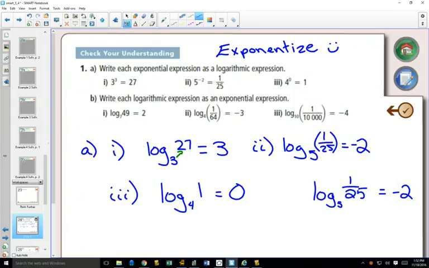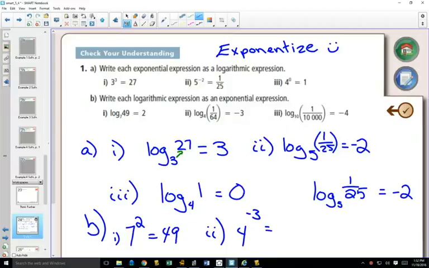And then in part B, you're just wanting to change each of these to an exponential. So again, using the definition of logarithm, the base is 7, the exponent is 2, the answer is 49. Second one, the base is 4, the exponent is negative 3, and the answer is 1 over 64.